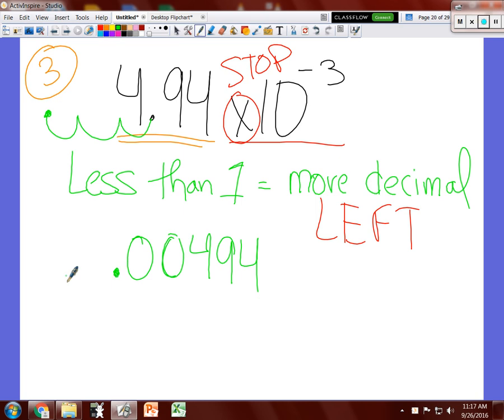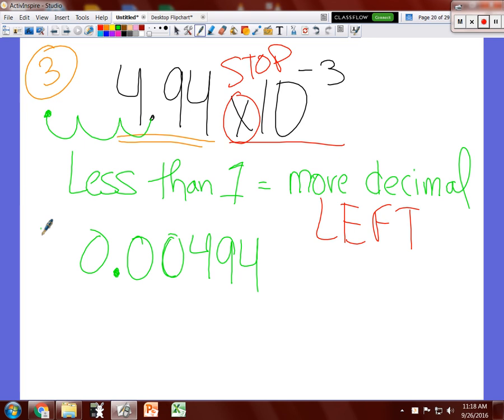0.00494. And again, what else? What's missing? That leader 0. Make sure you give me that leader 0 in there. So 0.00494. Any questions on those? Pretty straightforward, right? Okay.